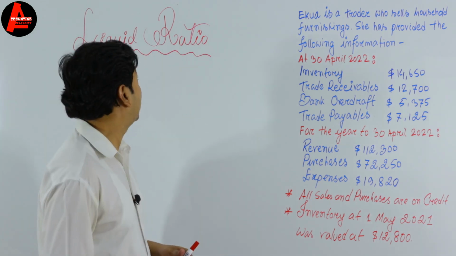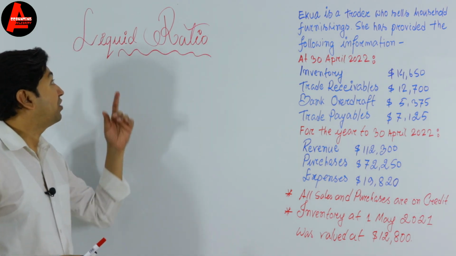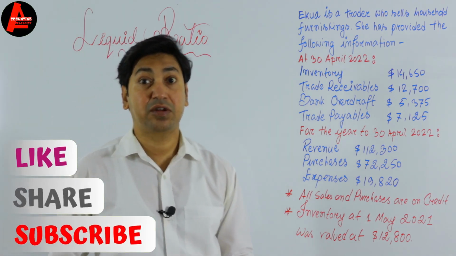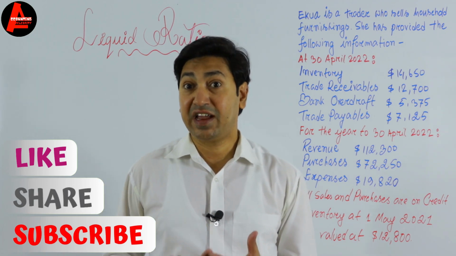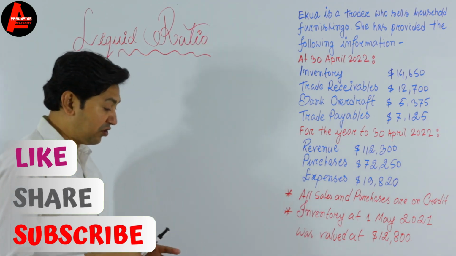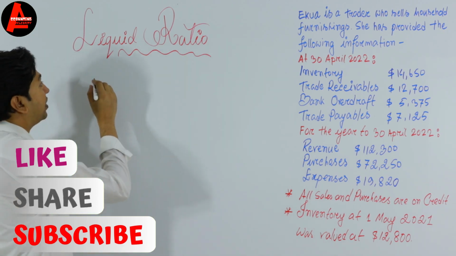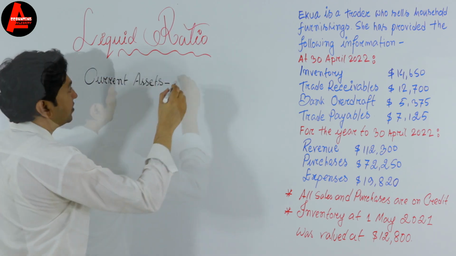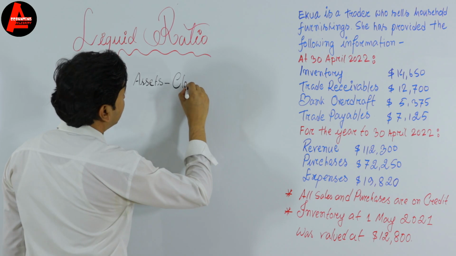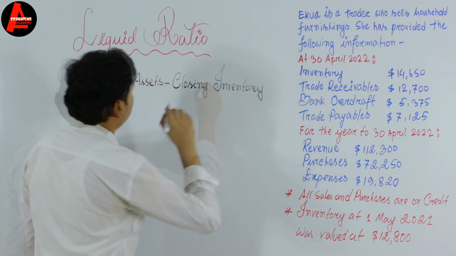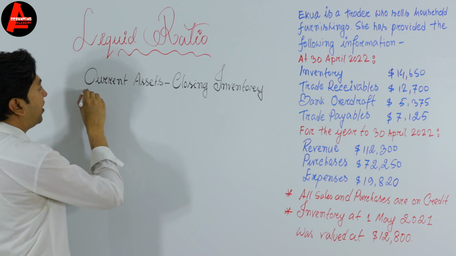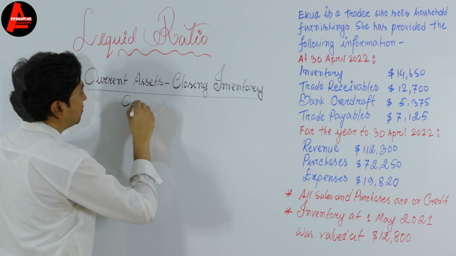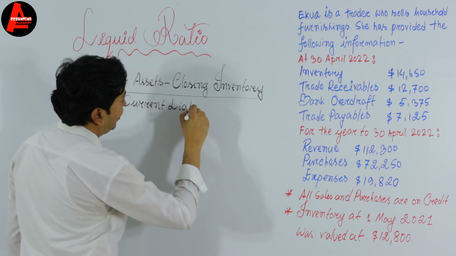First of all, we need to know the formula to calculate liquid ratio. Liquid ratio is also called quick ratio, and sometimes it is called acid test ratio. Liquid ratio equals current assets minus closing inventory, divided by current liabilities.